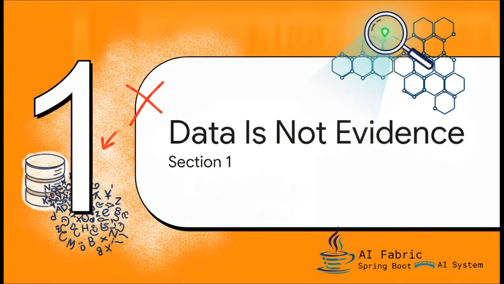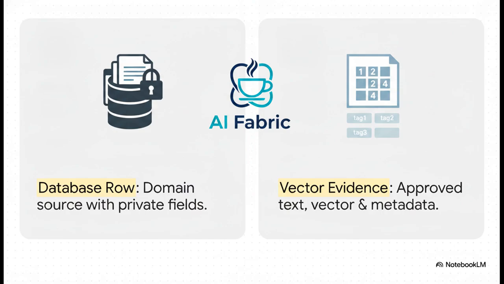Let's dive in. Section 1, Data is not evidence. Okay, we've got to establish a hard boundary right up front. Just because you saved a record in your Spring Boot application, that absolutely does not automatically make it retrievable AI evidence. Think of your domain record as the absolute source of truth. It's locked down, it holds everything, including fields the AI Fabric must never ever see, like internal notes, privilege flags, or passwords. In stark contrast, stored vector evidence is a carefully approved subset, and it's created only after indexing.